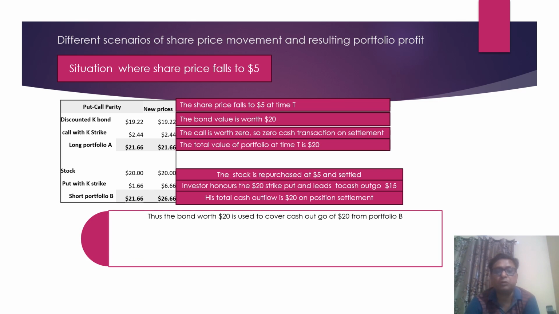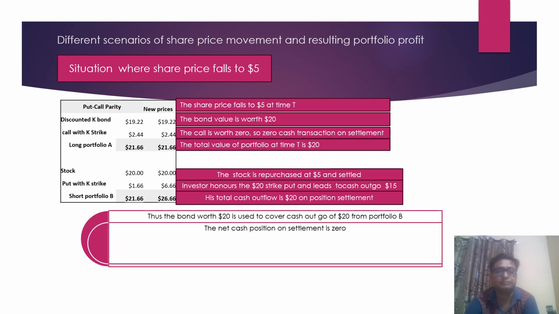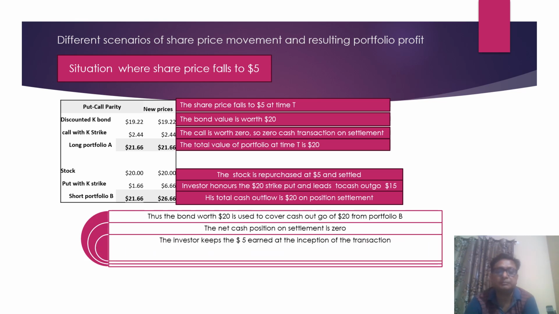The bond worth $20 is used to cover the cash outgo of $20 from portfolio B. Thus the net cash position on the settlement of the entire position is 0. The investor keeps the $5 earned at the inception of the transaction.